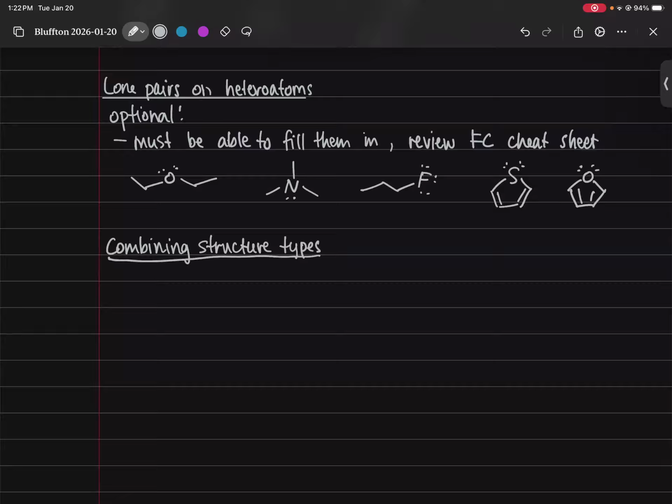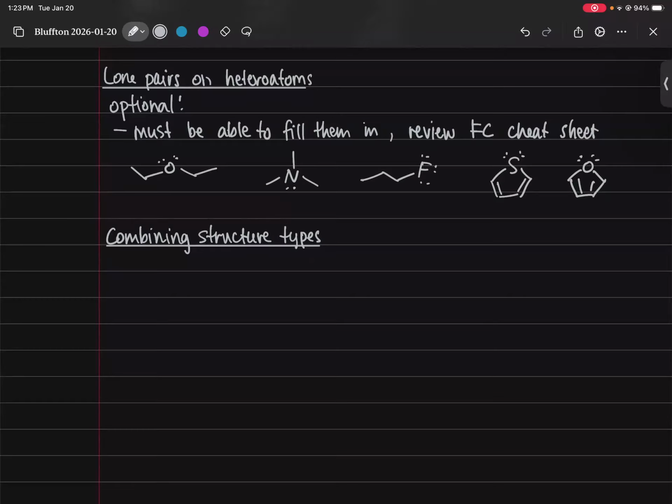So we talked about condensed structures, and we talked about skeletal structures. Oftentimes we merge them together a little bit, as in we draw 80% skeletal and then a little bit of condensed where we find it's convenient. It sounds ridiculous, but I think it'll make sense in a second.